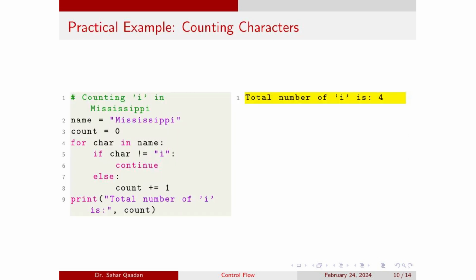Here we count how many times the letter I appears in the word Mississippi. We set count to 0. Then we loop over each character in the string. If the character is not I, we use continue. That means skip the rest and go to the next character. Otherwise, we increase count by 1. At the end, it prints the total, which is 4. This is a powerful pattern: loop plus condition plus counter. Again here, please think of the following question. Pause and answer: what happens if we remove the continue and rewrite the logic differently?